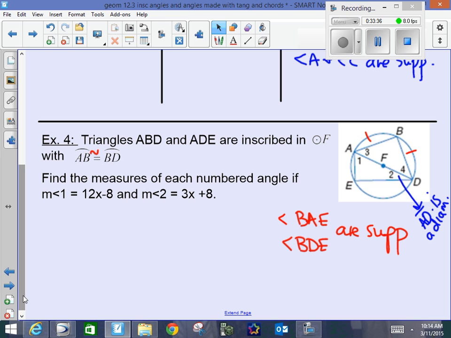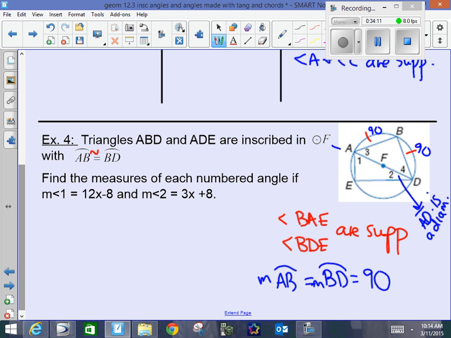What do you know? Okay, so those are supplementary. What else do you know from the corollaries on this page? Those equal angles are 90. So which angles are 90? The arc AB and arc BD, the measures are both 90, because they add up to 180. If this is a diameter, this is 180 degrees on this side. If those are equal, they're 90 apiece. Okay, that's good.